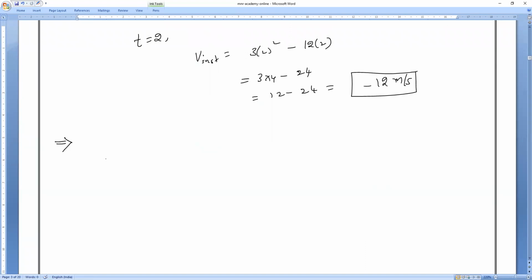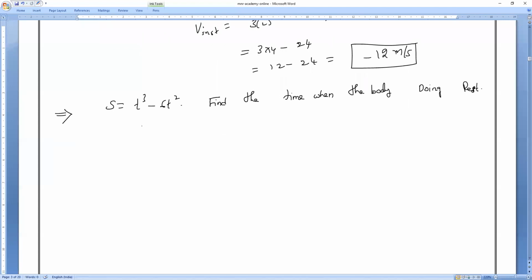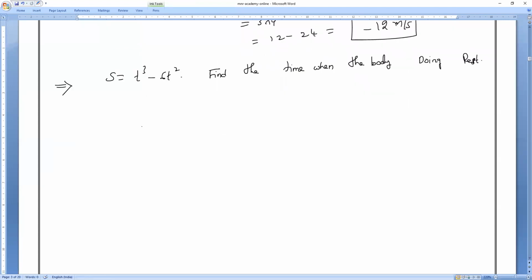Yes, sir. Next. Find, S is equal to t cube minus 6t square. Find the time when the body is at rest. Is it okay, everybody? When the body is at rest, what do you mean by that? Because what is the velocity? 0. That is the minimum knowledge we must have.